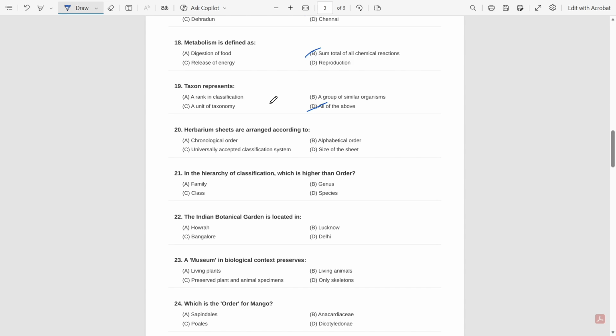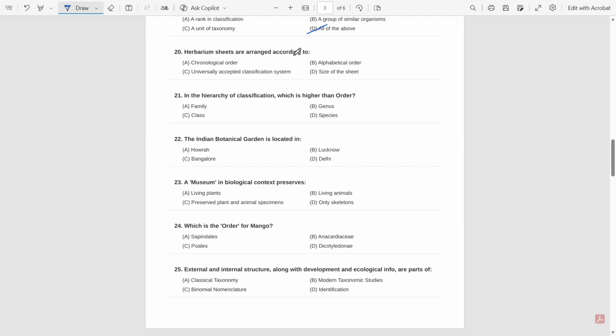20. Herbarium sheets are arranged according to A. Chronological order. B. Alphabetical order. C. Universally accepted classification system. D. Size of the sheet. The answer is C. Why? Most herbaria follow systems like Bentham and Hooker's classification.